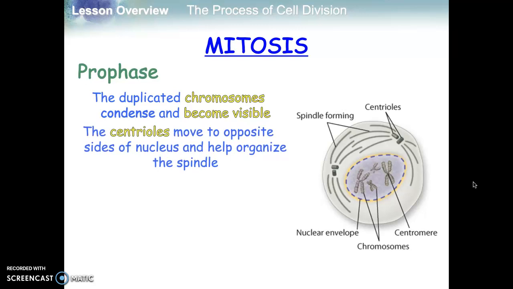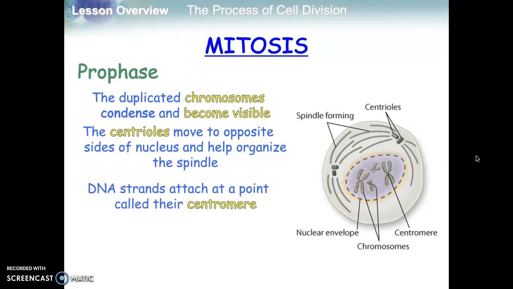The centrioles that were created during G2 will move to opposite sides of the cell. You can see those right here in the picture. Right here is a centriole. Here's a centriole. They are moving to opposite sides. Eventually they'll end up on opposite sides. Some other things that occur.